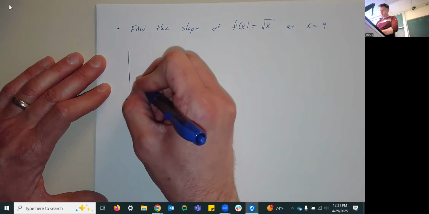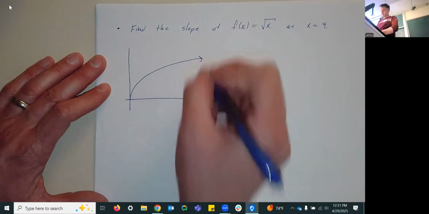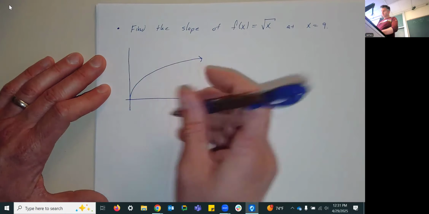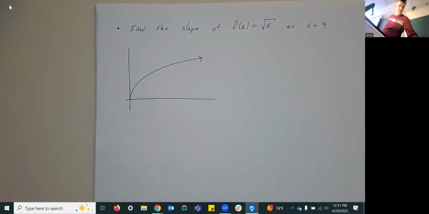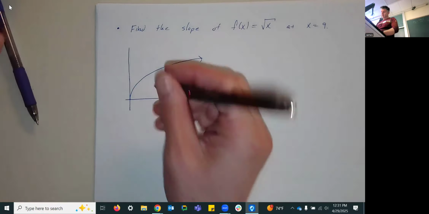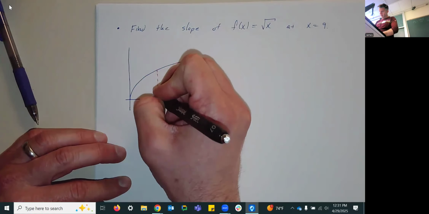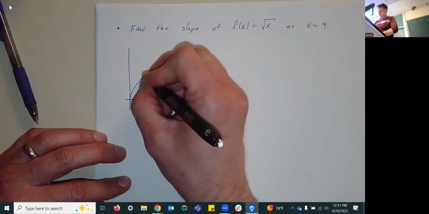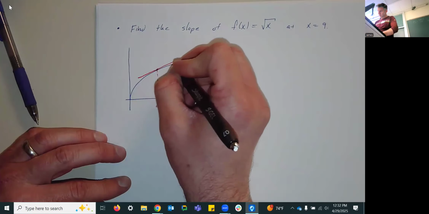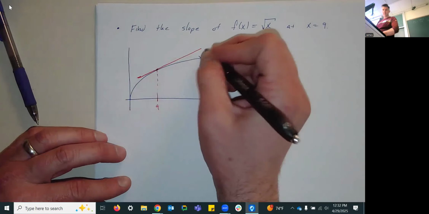My square root function. And kind of... So let's say that 9 is right here. We want to find the slope of that tangent line.